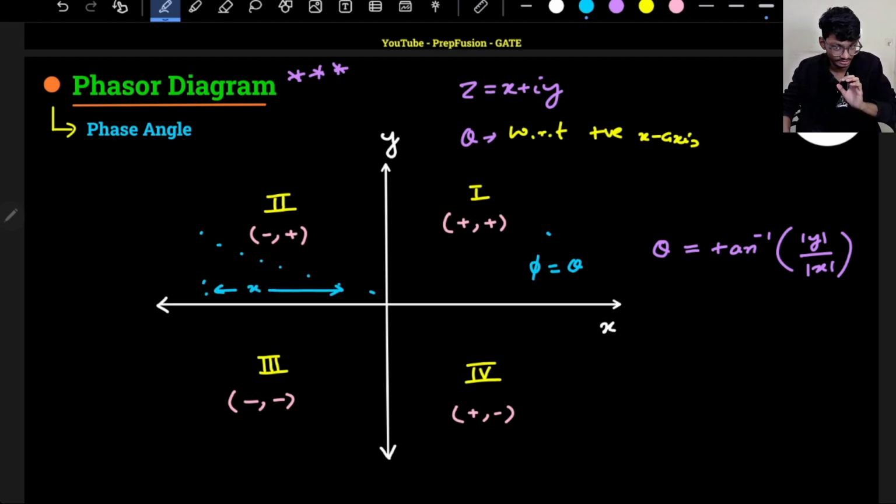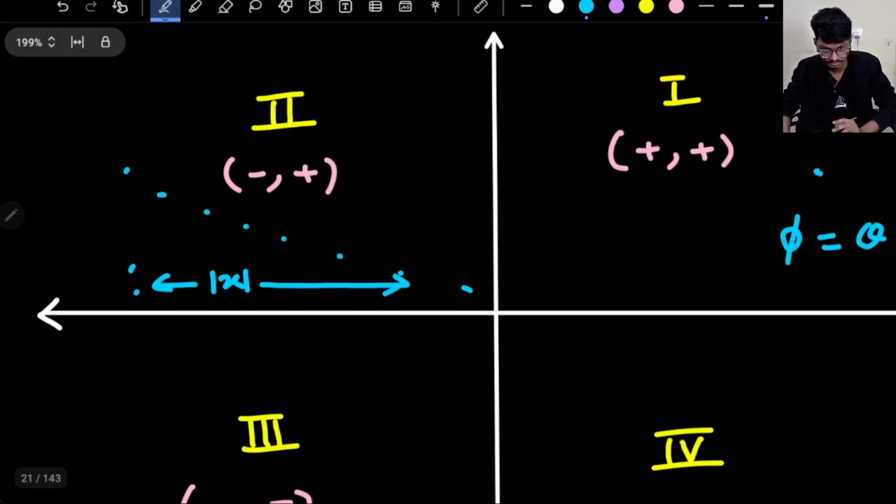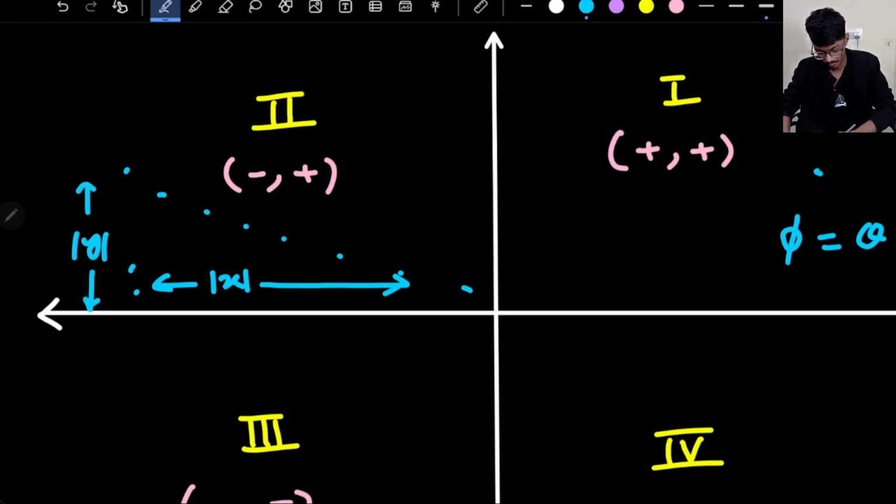Actually x is a negative value. That's why I am lying on the negative side. But here I am just talking about the magnitude, the length of the side, and the length of the y. This is a triangle, right? This is a right angle triangle. Length of the y is this, right?